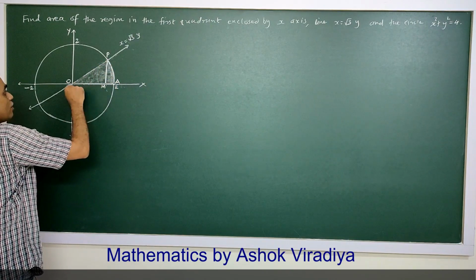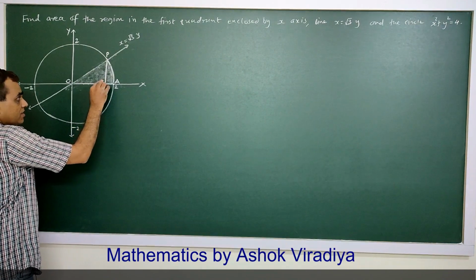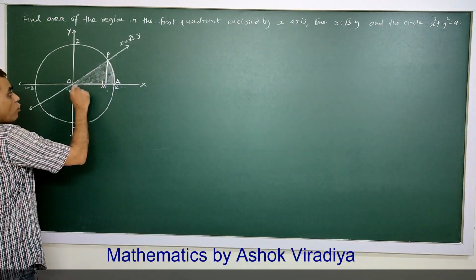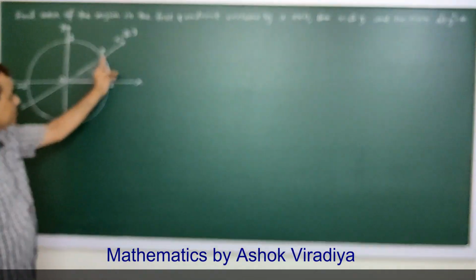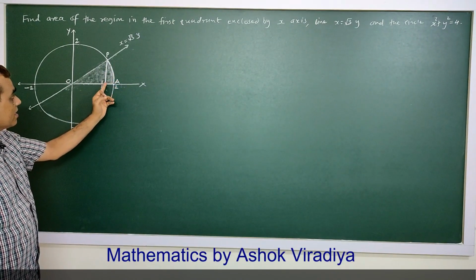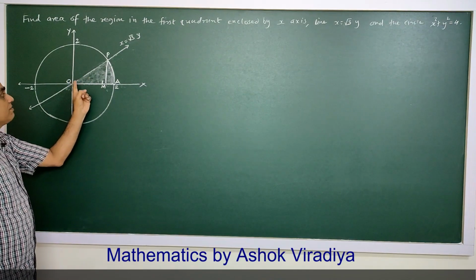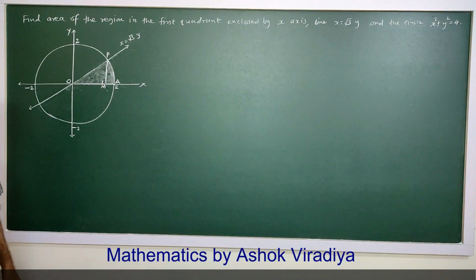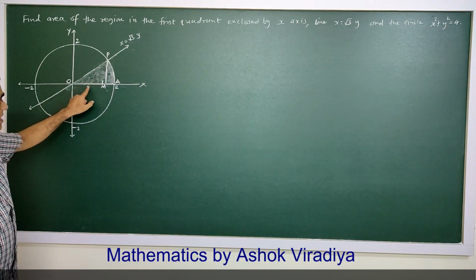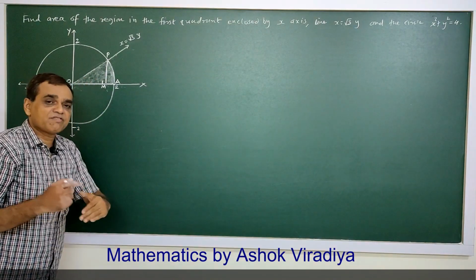So to find the area of this region, what are we doing? We have divided this region into two parts. The first part is triangle OPM, and the second part is region PAMP. This is bounded by the first kind of curve, this is bounded by the second kind of curve, and in both regions the x-axis is the boundary line. So both regions we shall find individually.